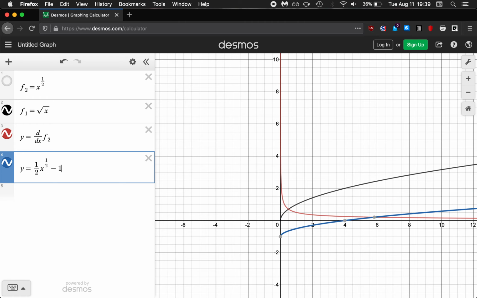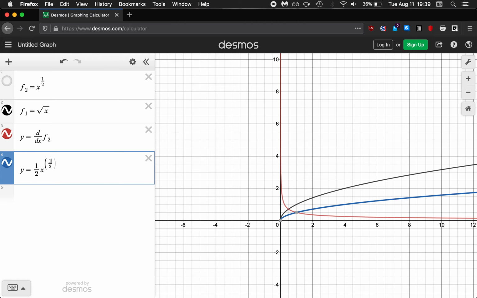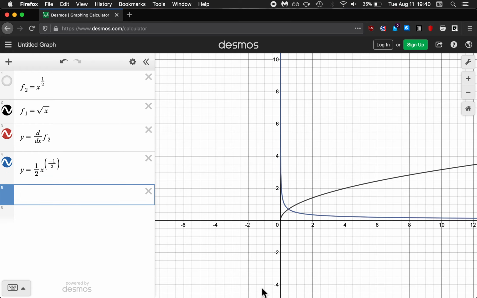Oops, that should be in the coefficient. That should be in the exponent. Work with me. There we go, 1/2 minus 1. So again, we have the same function, just arrived at two different ways. Or I could go ahead and say that this is a half of x to the negative 1/2 power.